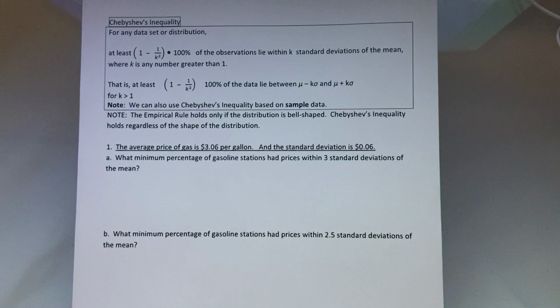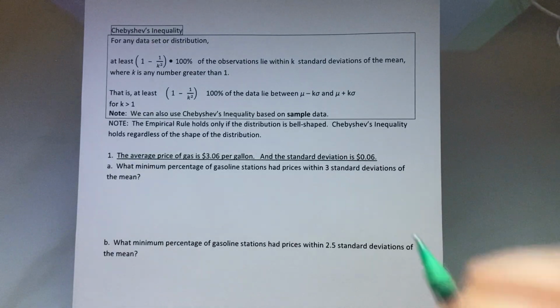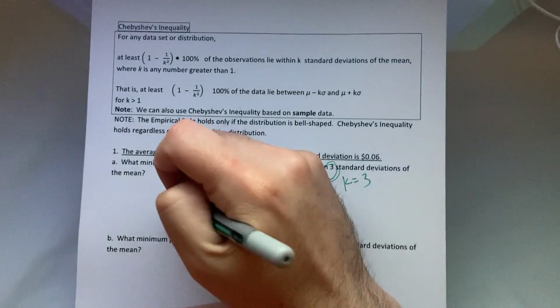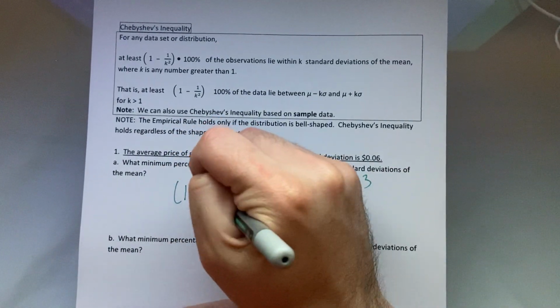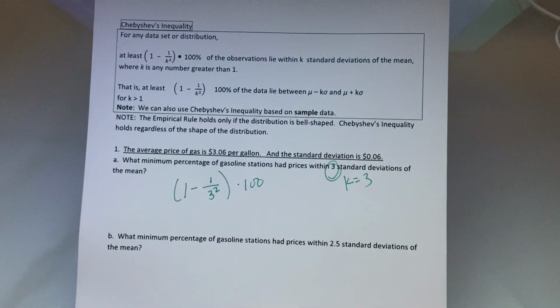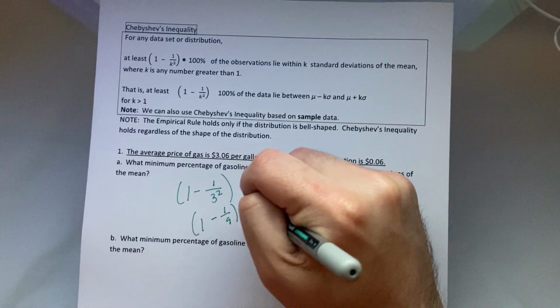So the average price of gas is $3.06 per gallon, maybe pre-corona, and the standard deviation is 6 cents. What's the minimum percent of gasoline stations that have prices within 3 standard deviations? So by saying within 3 standard deviations, that means k is 3. So all you do is plug in the formula, 1 minus 1 over 3 squared, and multiply it by 100 to get the percent. Now 3 squared is 9. 1 minus 1/9 times 100.